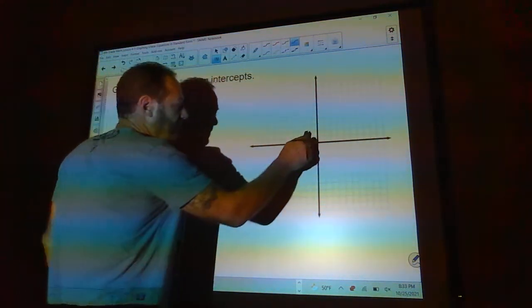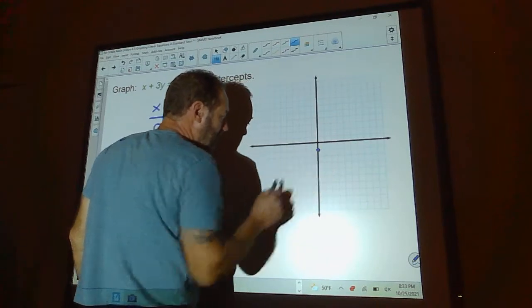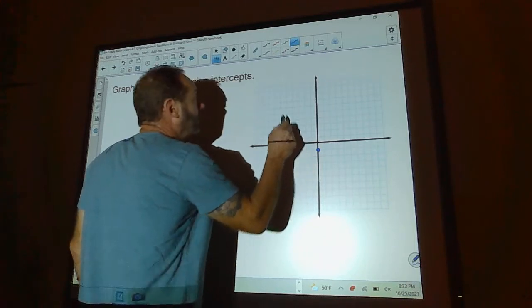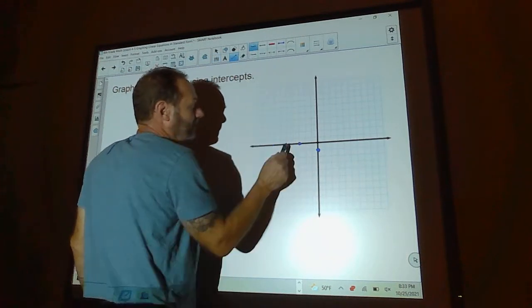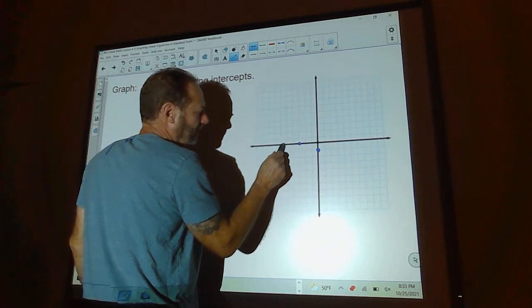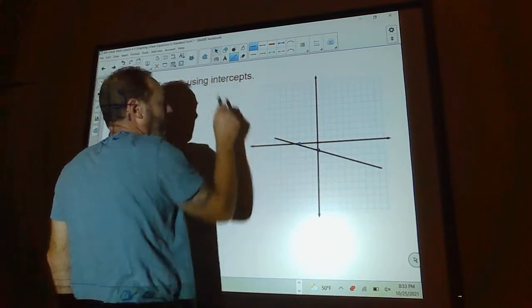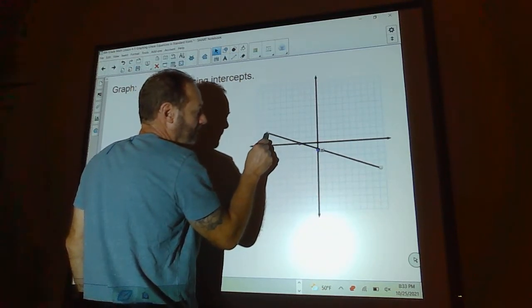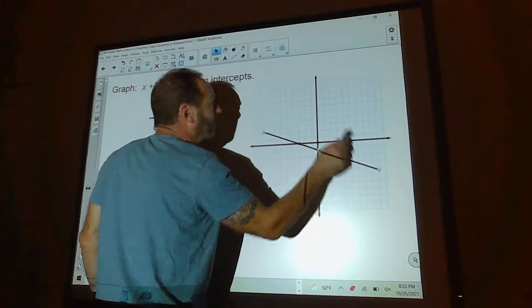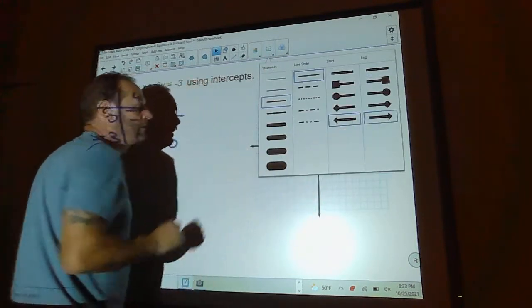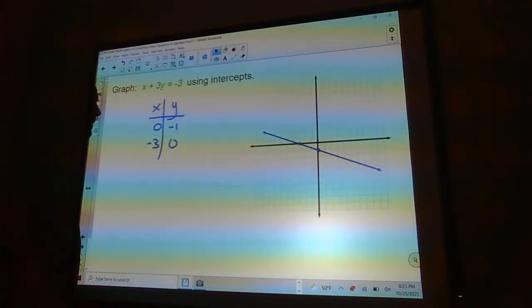So I'm going to graph 0, negative 1 right here. And negative 3, 0 would be right here. And then I go ahead and graph this line. Let's make it a nice blue color, because blue's a happy color. And there you go. There's your line. Especially if you're doing it on paper and pencil, you're done in just a couple seconds.